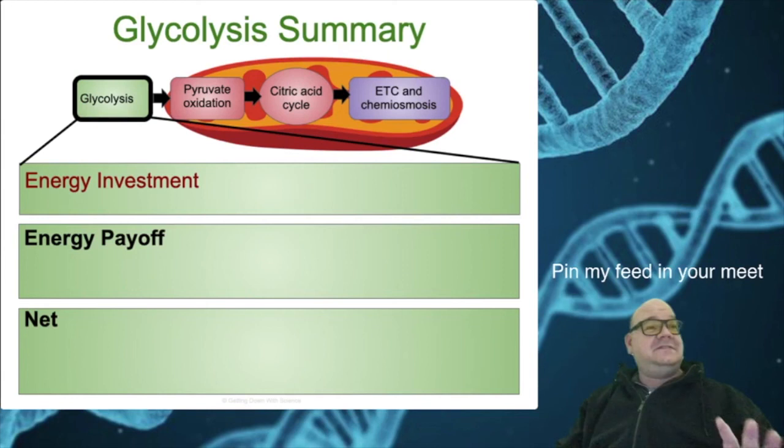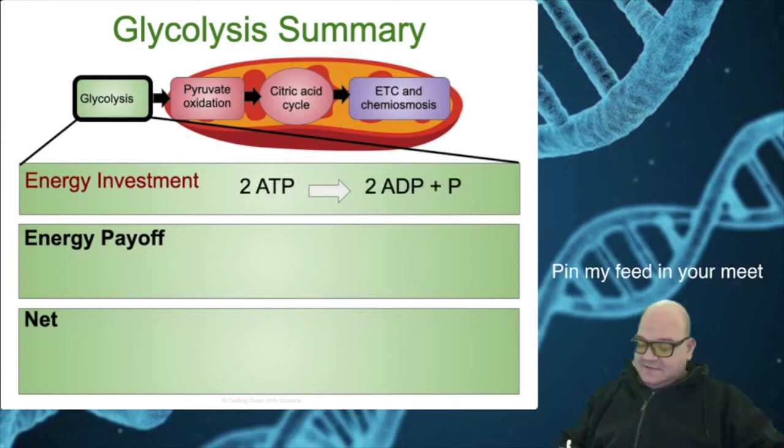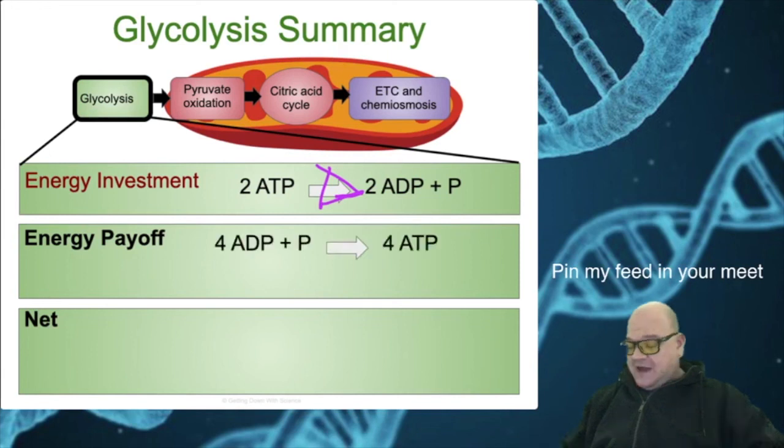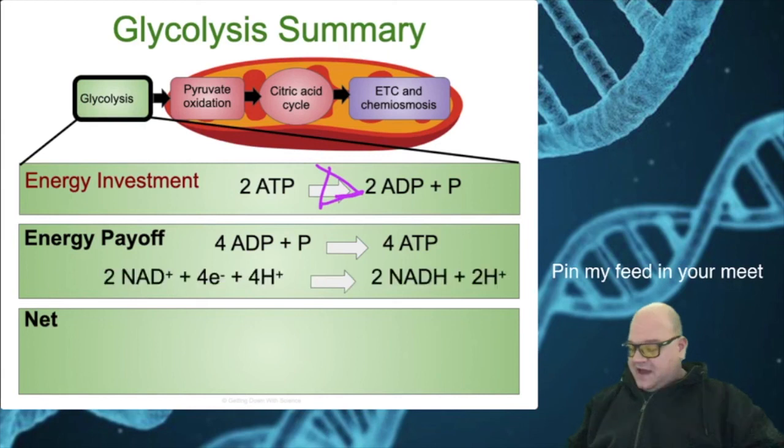Okay? We're going to invest 2 ATPs. They're going to break down and not be ATP anymore. What are we going to get out? We're going to get out 4 ATPs. So we doubled our ATP. Okay? We put 2 in, we got 4 out. We also get out 2 NADHs, okay, and some hydrogen.